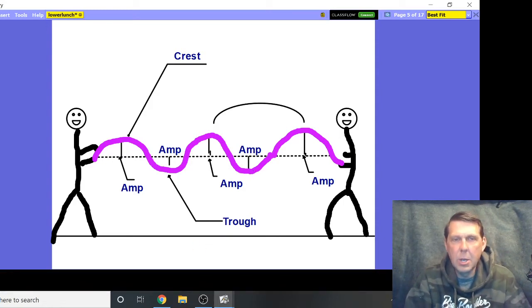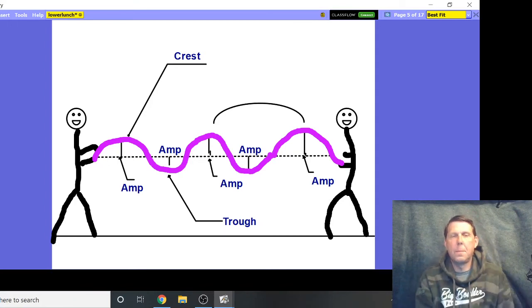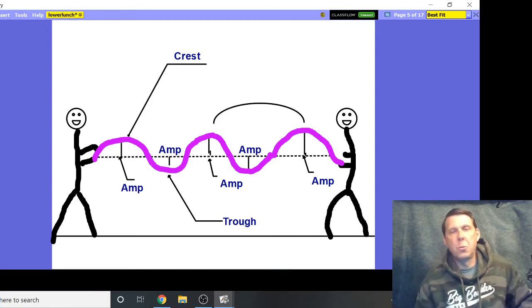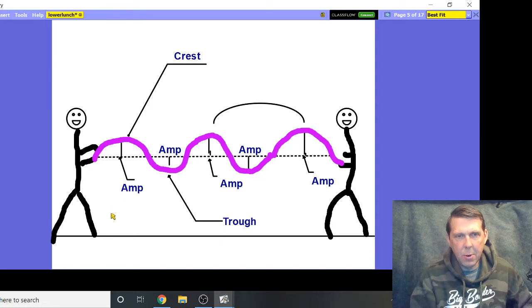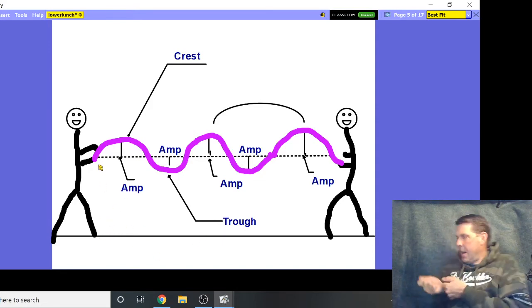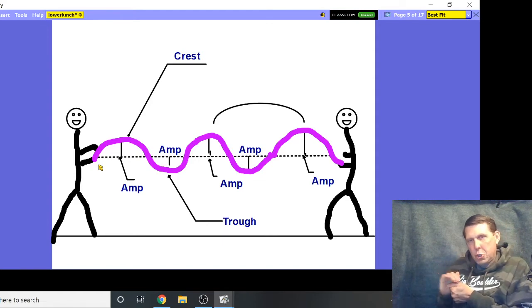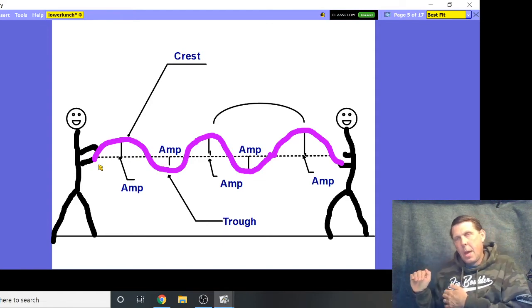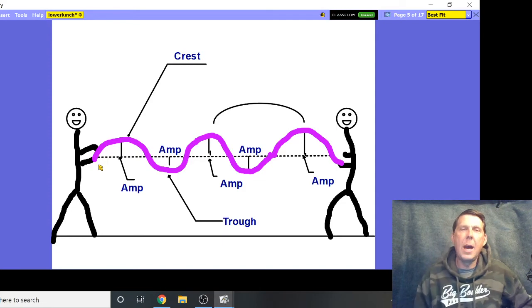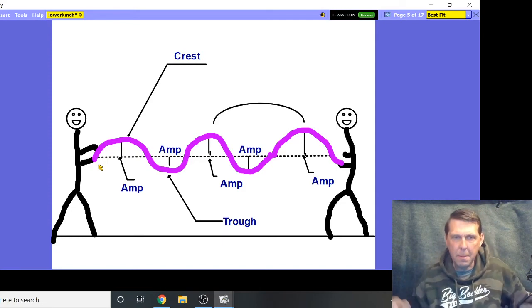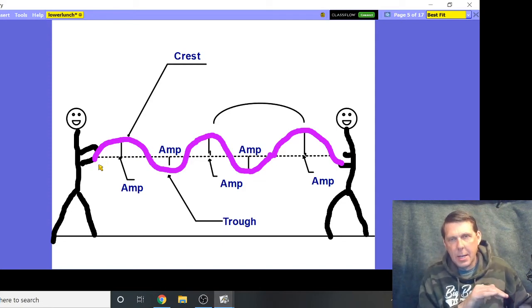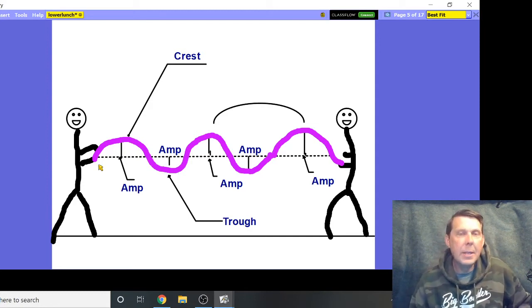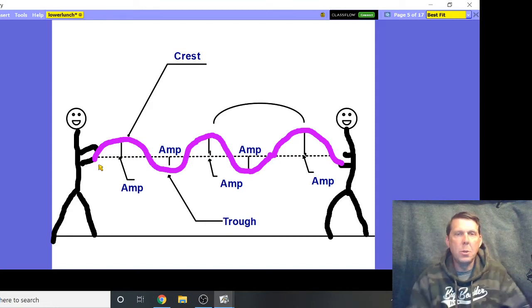Now, last week, we talked about that point where the wave was resting. If this was on the ground, this would be the resting point. But it also could be in the air, like these two people could have had that rope straight across between them. There's a technical term for that, and that's called the equilibrium. That line, that resting point, whether it be on the ground or in the air or anywhere, is the equilibrium.